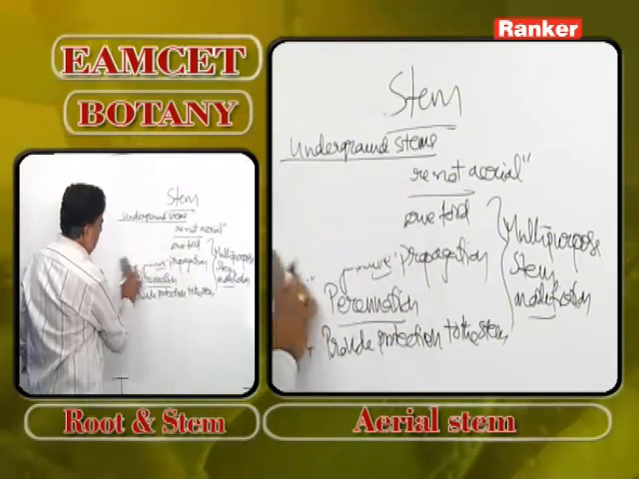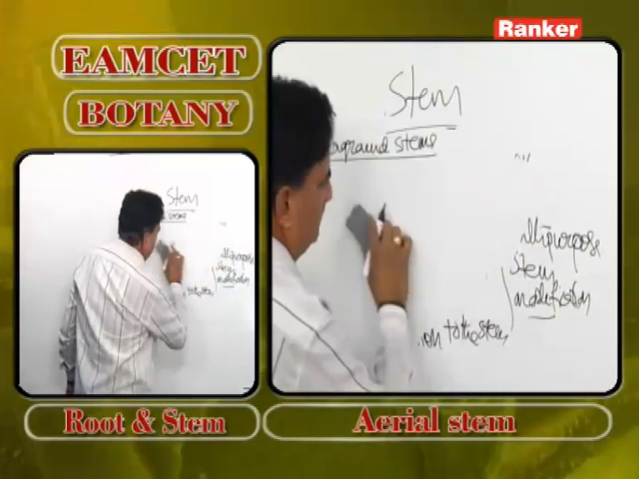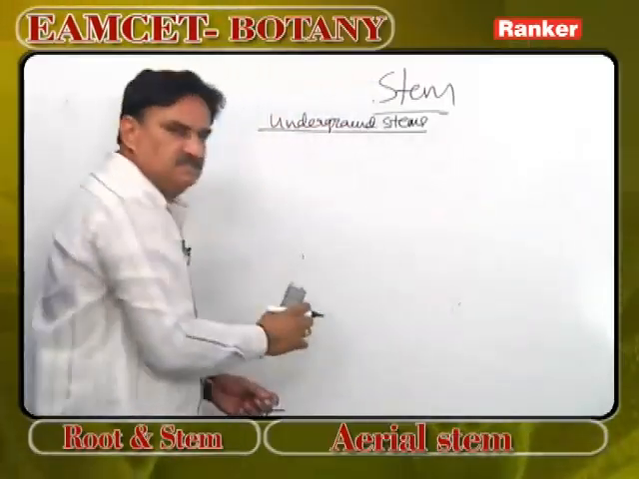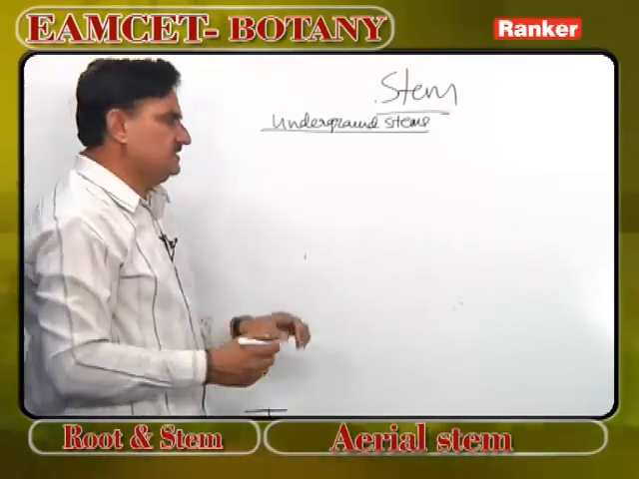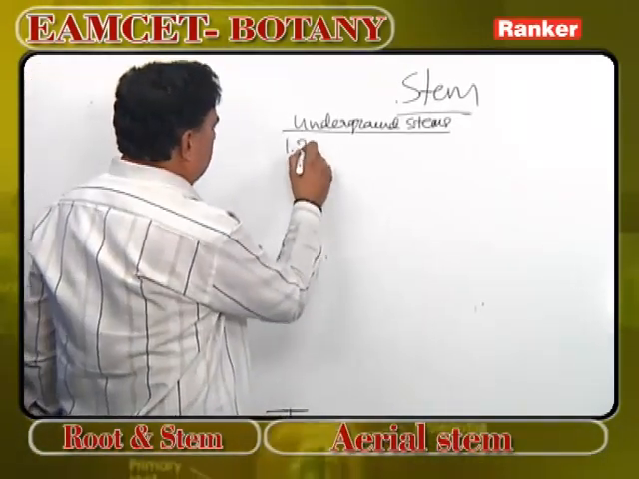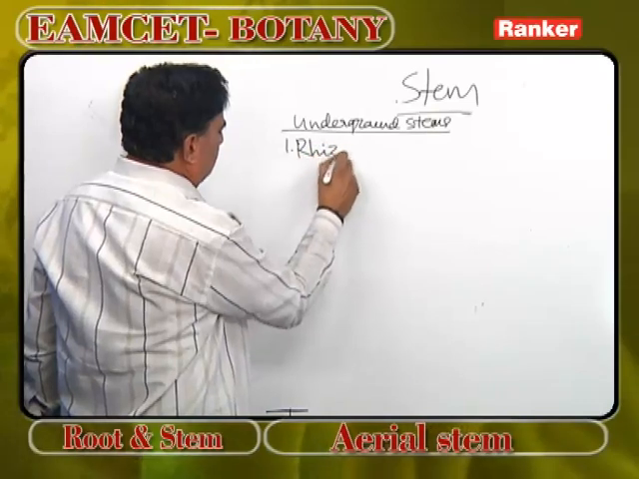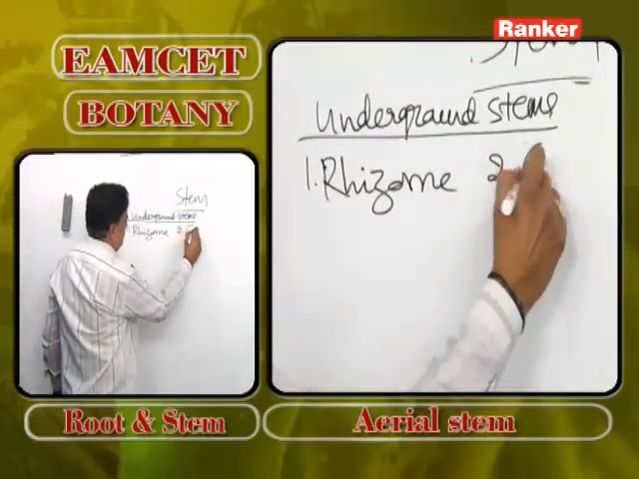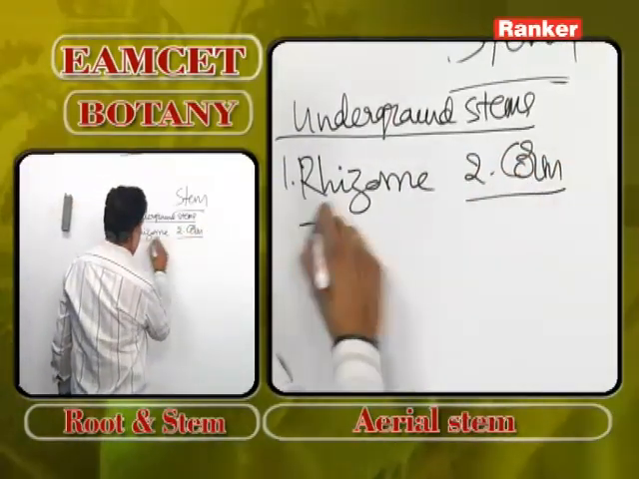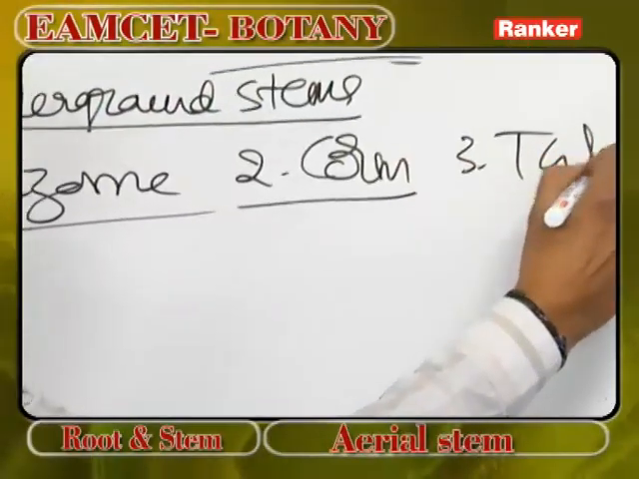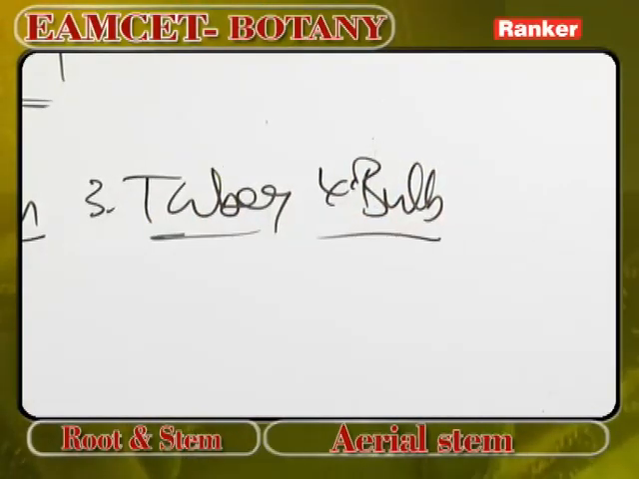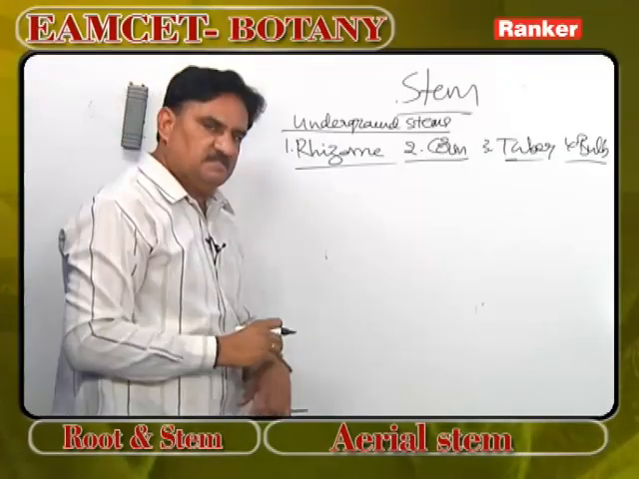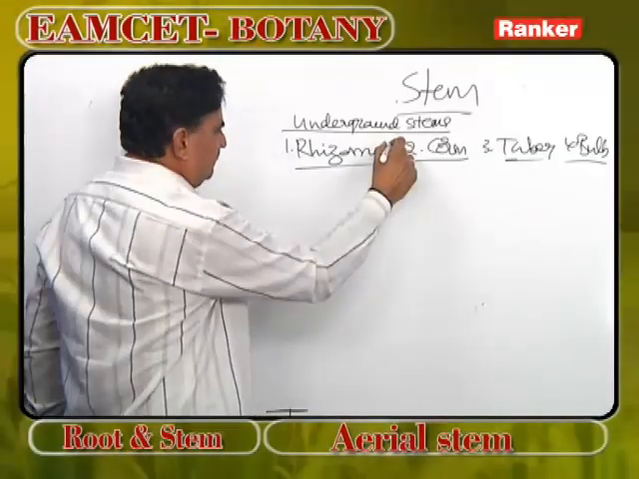Because one modification performs these many functions, underground stem modifications are very popularly called multi-purpose stem modifications. These are 4 types: rhizome, culm, tuber, bulb.